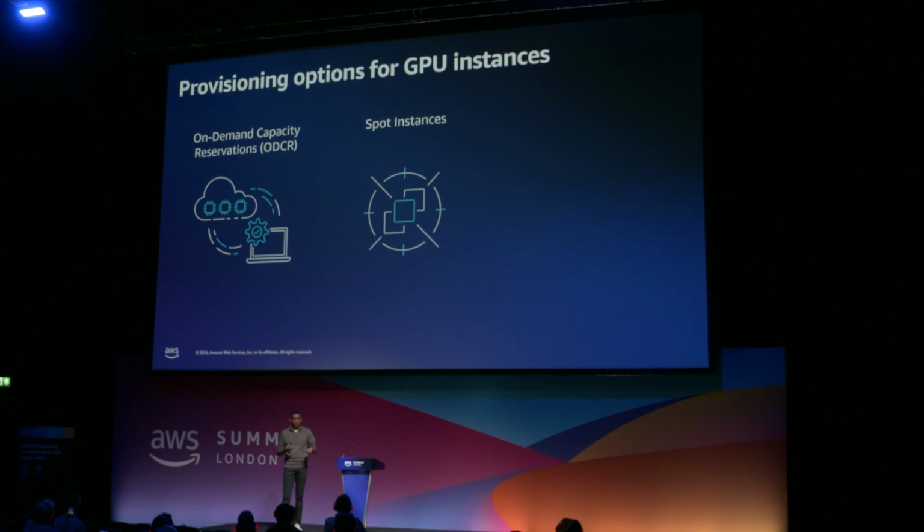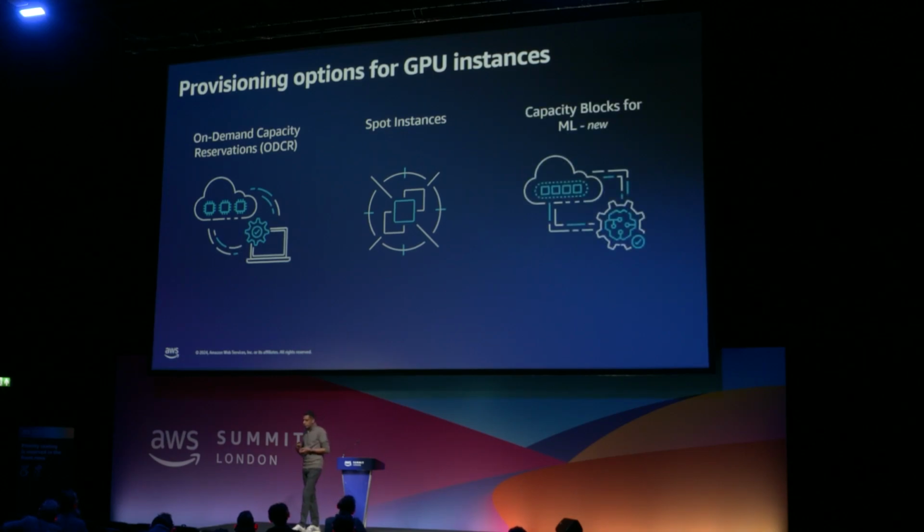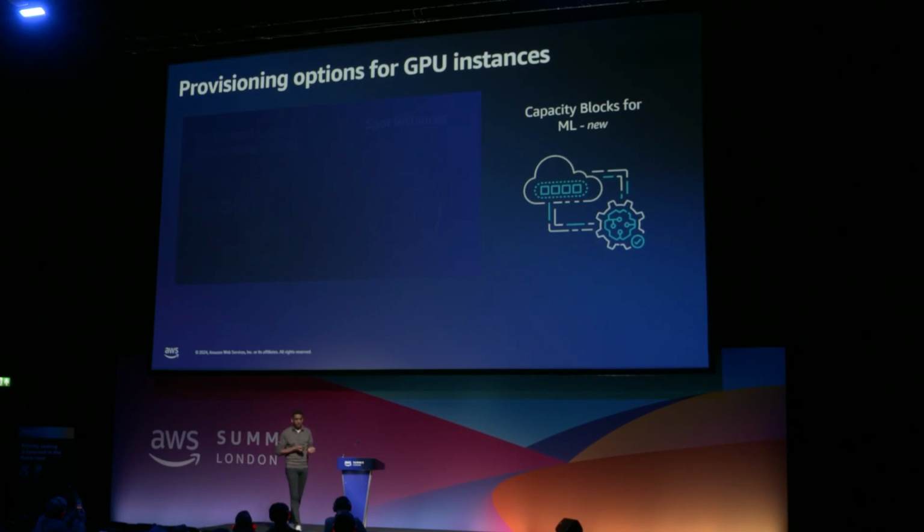Now, if your workloads, if your models can handle these reclamations from EC2, then spot instances offer you a good option to save some cost. A new provisioning method that we've recently launched is capacity blocks for ML. This is a relatively new feature designed specifically as a way to provision GPUs, right? And I want to talk about capacity blocks a bit.